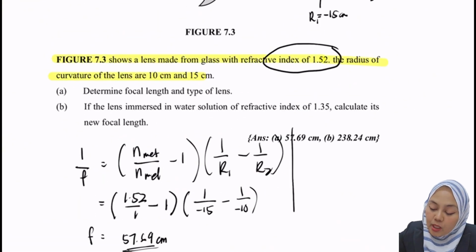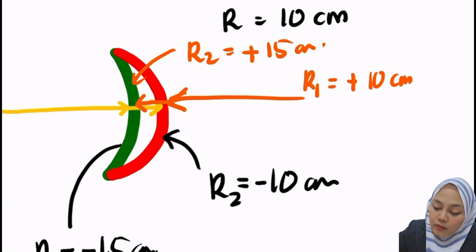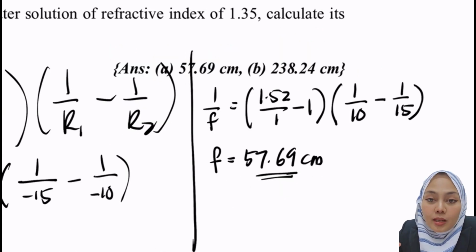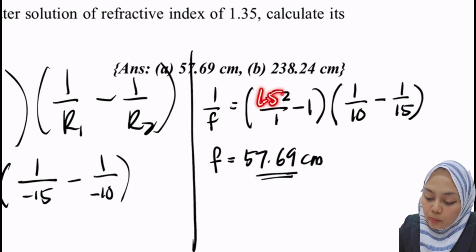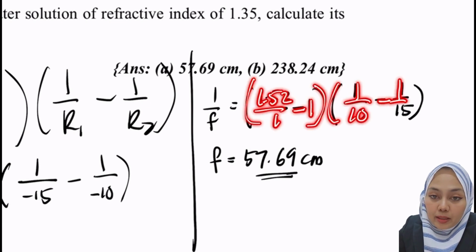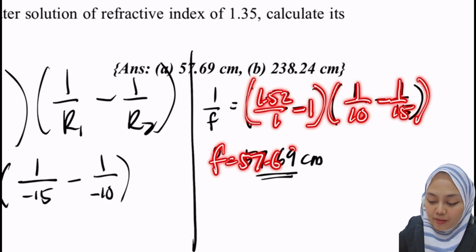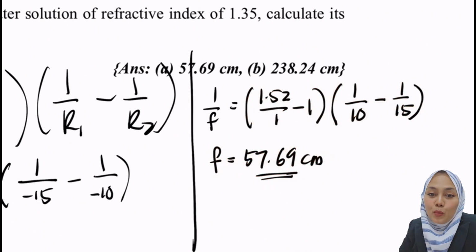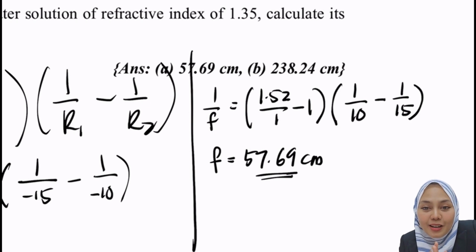So what happens if we use the orange route, which is this one from this side? If you use the orange route, you will have 1.52 over 1 minus 1 times 1 over 10 minus 1 over 15, like this, and you're still going to end up with the same answer. So no problem if you want to use the light ray from this side or from that side, you're still going to end up with the same and correct focal length.